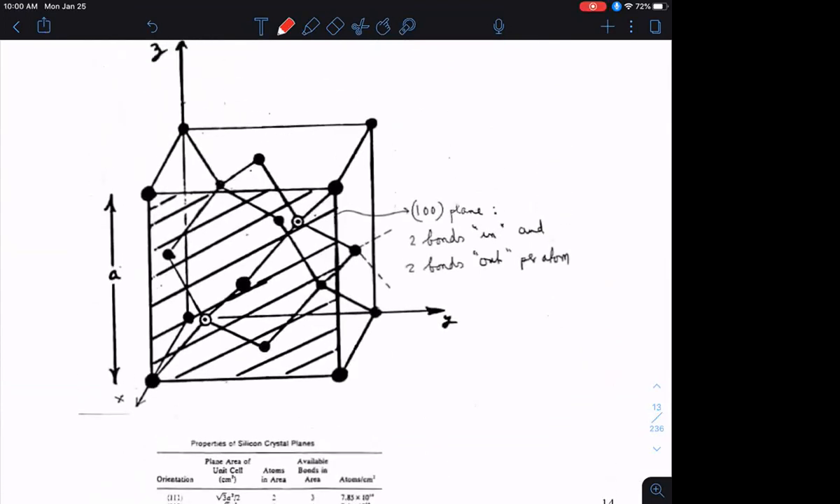The third type of problem that you can expect is densities not per unit volume, but areal densities, number per unit area on different planes. How does that work? Suppose I wanted to calculate the number of atoms per centimeter square on this plane, say this 1, 0, 0 plane, which is shown shaded. How do I do that?